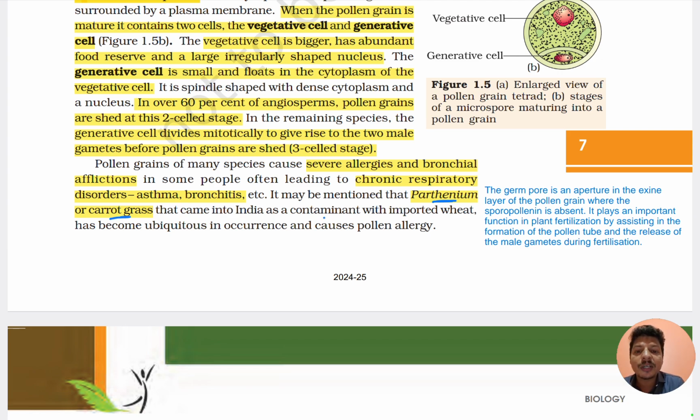It came to India as a contaminant with the import of wheat. When you import wheat from another country, Parthenium came to India with the wheat plant and became ubiquitous. Ubiquitous means that the plant is found everywhere, and it causes pollen allergies.